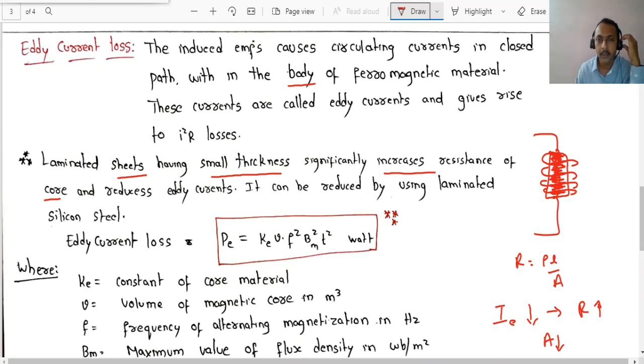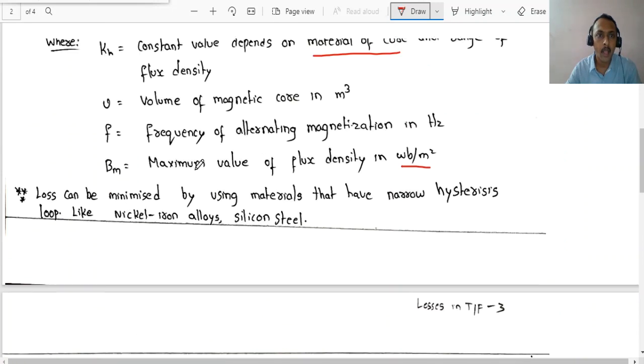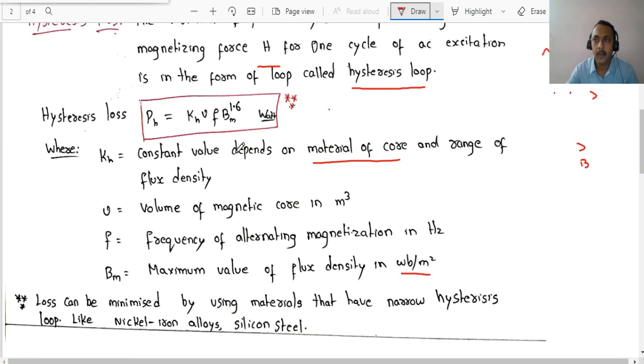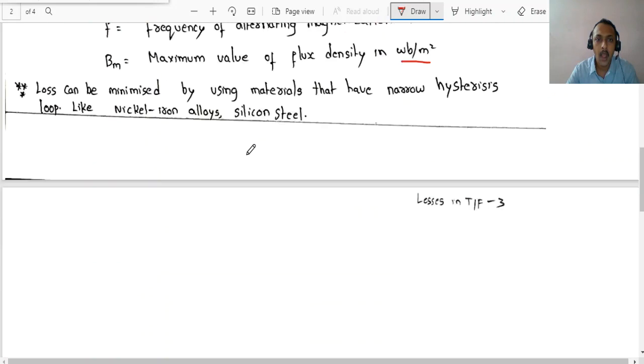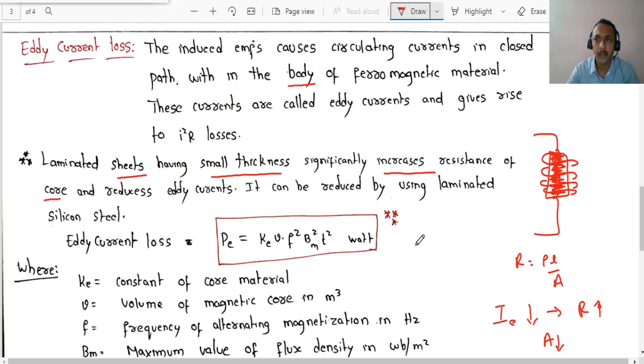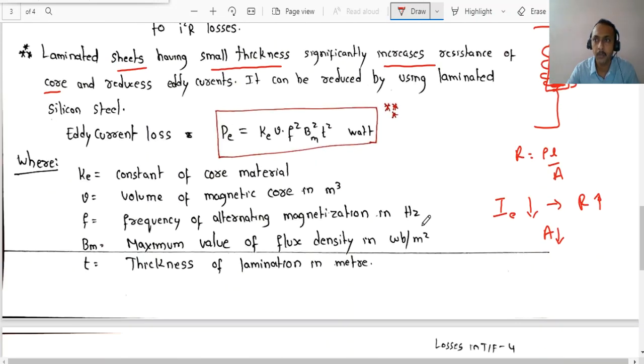Very, very important. Dear students, at this level, no need of derivation of how to derive this hysteresis loss formula and eddy current loss formula. Derivations he will not ask you in the examination, right? We are supposed to do the problem. What is the hysteresis loss formula and eddy current loss formula? That is important. In this video we are not discussing its derivation, right?